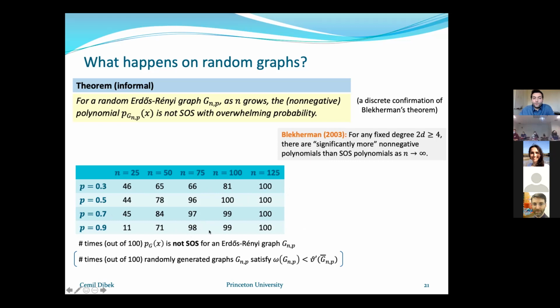Okay, and of course, in order to show that they are not SOS, we need to find the clique number, right? But that's not what we did. So these numbers are actually lower bounds, because what we did was we fixed n and p.